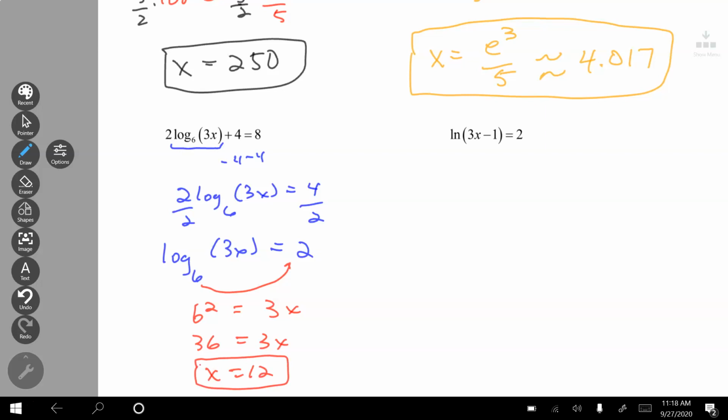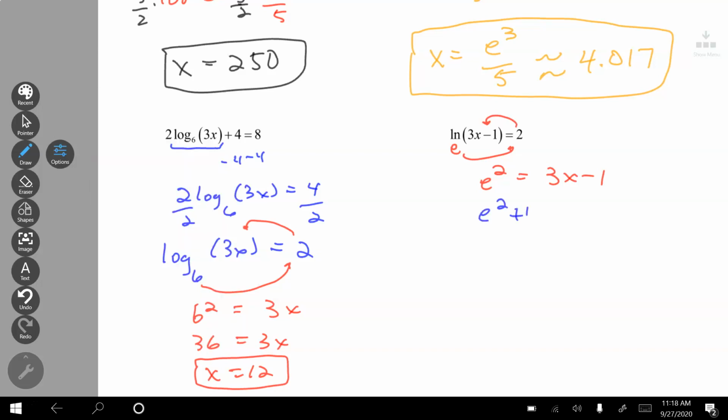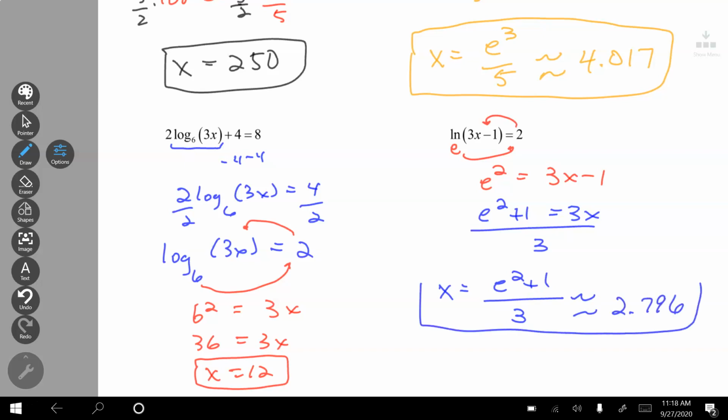That's my solution. Again, I don't see a base here. I curl it. e squared is equal to 3x minus 1 when I bring it back the other way. And then I'm going to add 1. e squared plus 1 is equal to 3x. I'm going to divide the whole thing by 3. So x equals e squared plus 1, the whole thing divided by 3. If you want to plug that in the calculator, you get 2.796.